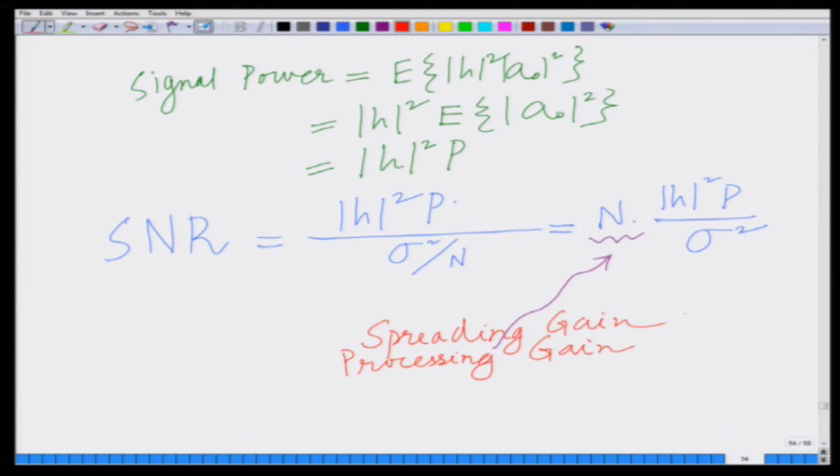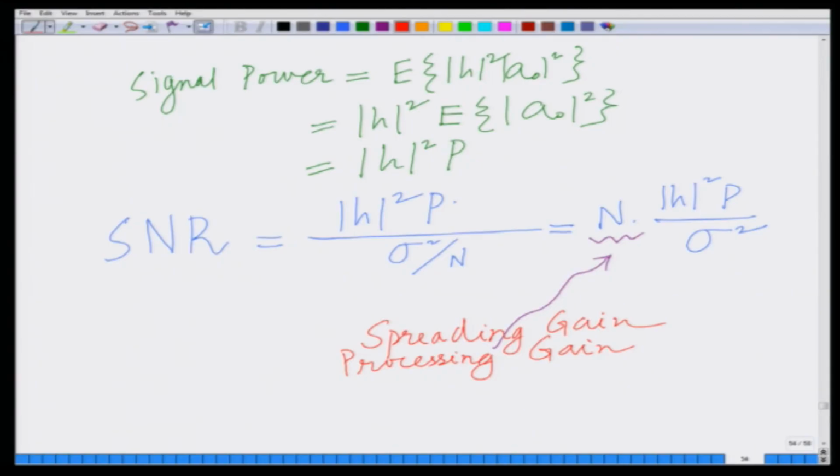This is known as the spreading gain or the processing gain of the CDMA system. This is a very important aspect of a CDMA system. The spreading code is resulting in a gain which is known as the spreading gain or the processing gain of the CDMA system. Right. Now, let us look at the bit error rate of this CDMA system.